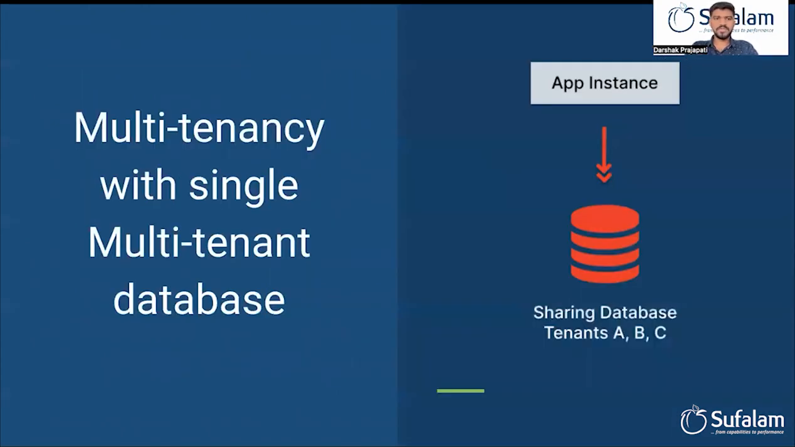Let me give an example of this. This is the example of the first type of multi-tenant architecture. You can see in the image, there is only one app instance and it considers only one database. In this database, all the tenants' data are stored.